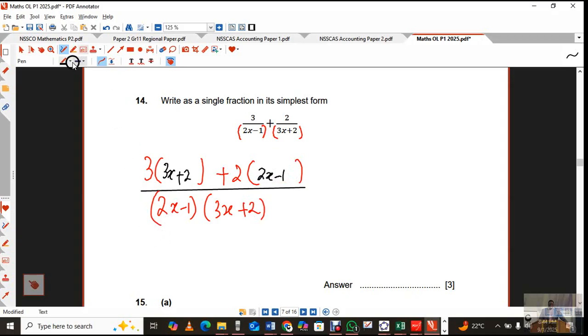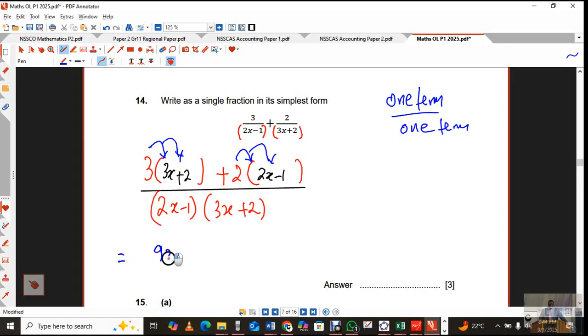Now you have to sort of remove, do not cross out. You only cross out when you have one term over one term. Then you're allowed to cancel, but here you can't cancel. Okay, so you have to multiply out everything at the numerator and see what it is that you are going to get. So the first one gives me 9x plus 6 plus 4x minus 2.